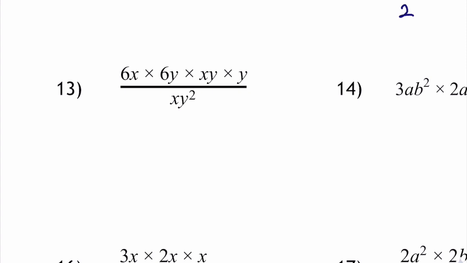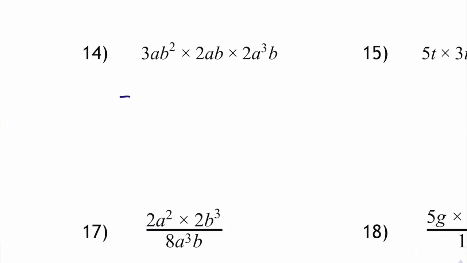Question 13. Let's see what we can cancel here. We've got an x here and an x here. We've got 2 y's in the denominator, and we've got 2 y's in the numerator, so we'll cancel that one and that one. So what I'm left with is the 6 multiplied by the 6, which is 36. I've got the x term here, and I've got the y term here.